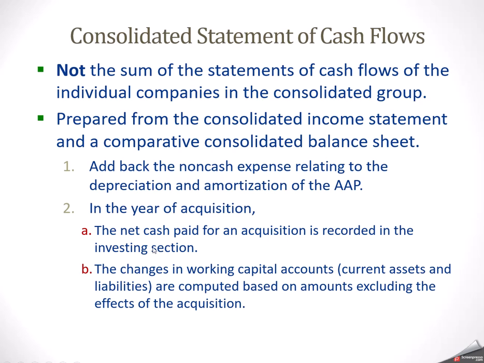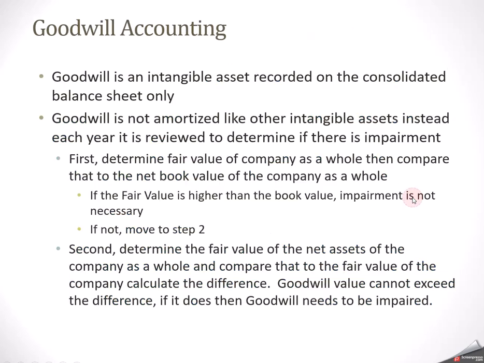And in the year of acquisition, the price that they pay to acquire that subsidiary company would be a cash outflow in the investing section. Our changes in working capital would be the same, like looking at how accounts receivable change, cash change, all that stuff. But we would exclude the effects of the acquisition itself, because those changes would be included in this cash paid in the investing section. In the years after that, we would just look at the changes in the consolidated balance sheet and prepare the statement of cash flows.